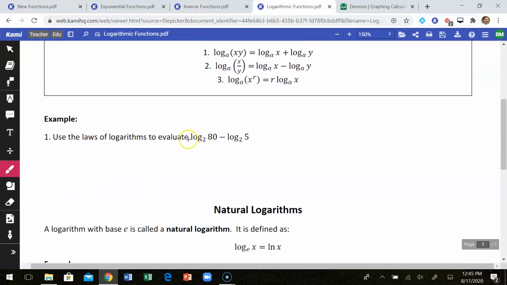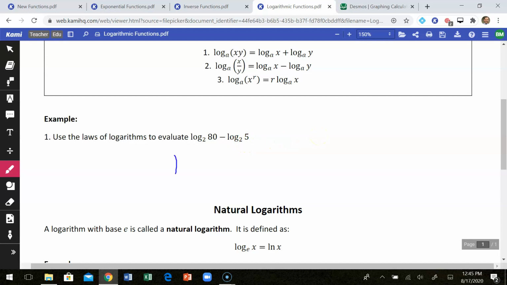So if I were to use the laws of logarithms to solve one, first of all, you could try to solve them individually, but remember what this is saying. This first part is saying, well, what is the exponent that I would put on 2 in order to give me 80? And 80 is not a power of 2. And then the same thing with 5. What exponent would I put on 2 to get 5? I can't think of an exponent off the top of my head that would make that happen.